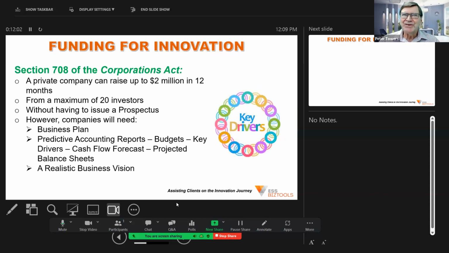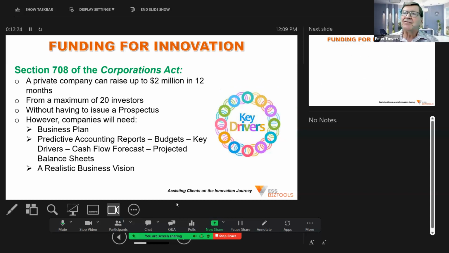Most people that set out on innovative projects, I find, run out of money fairly quickly. Some of them have run out of money before they've even developed the prototype. So they start going around to their family and friends and associates. So let's look at the funding opportunities that are available.